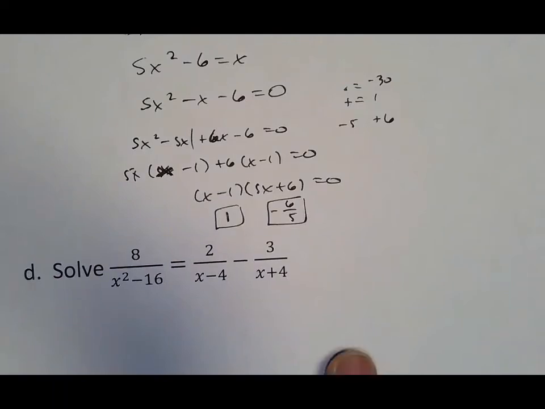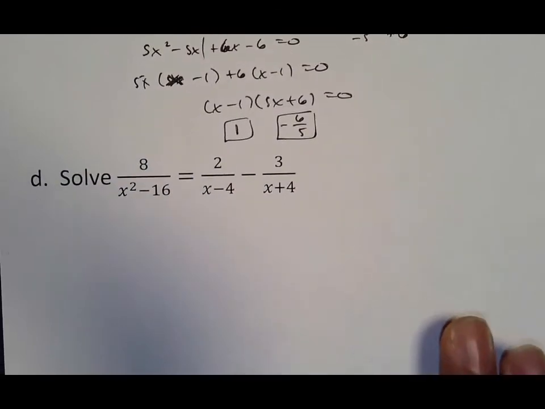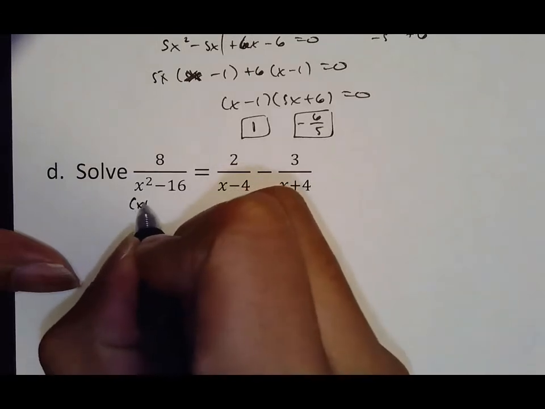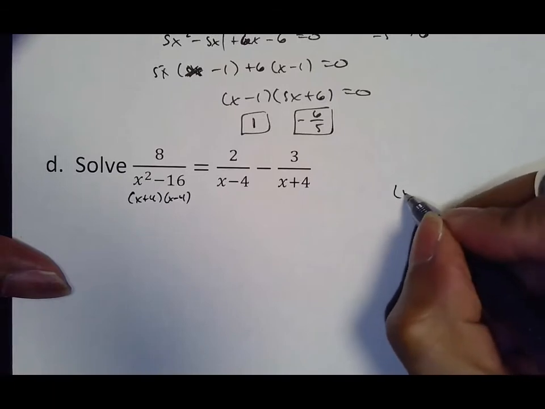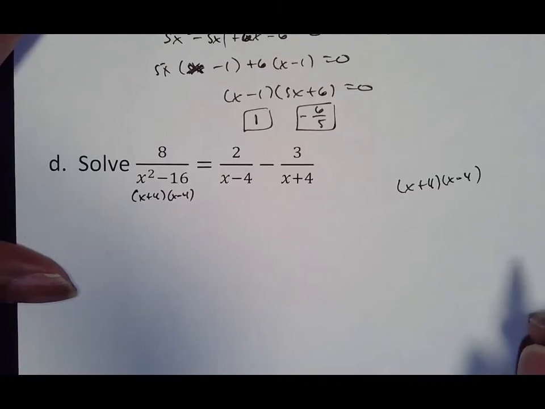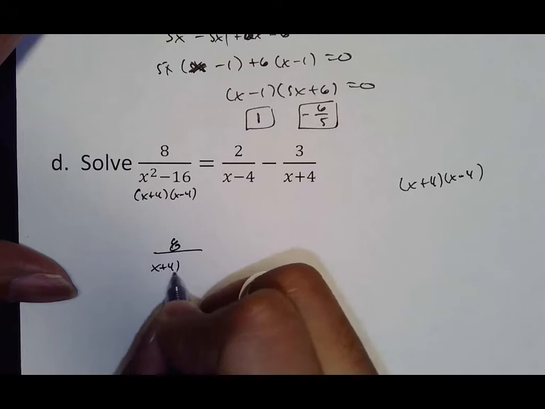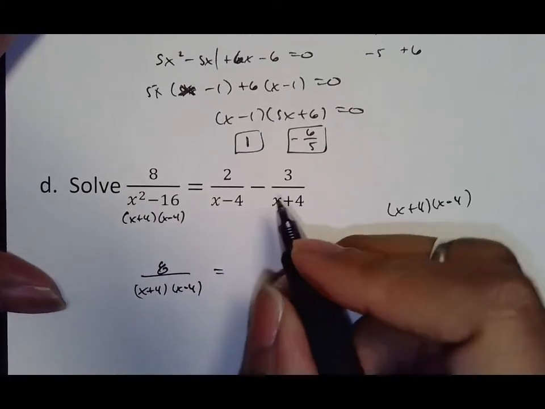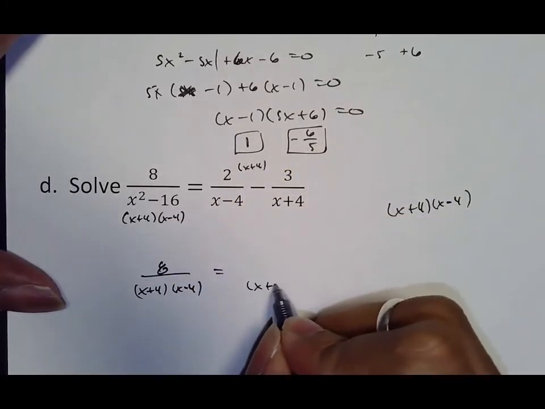But again, just keep that denominator in mind, which is why I write it off to the side so I can go back and revisit it easily and then go on about whatever else is going on. This factors to be x plus 4, x minus 4, which means your common denominator is x plus 4, x minus 4, which means this is fine because it has both.